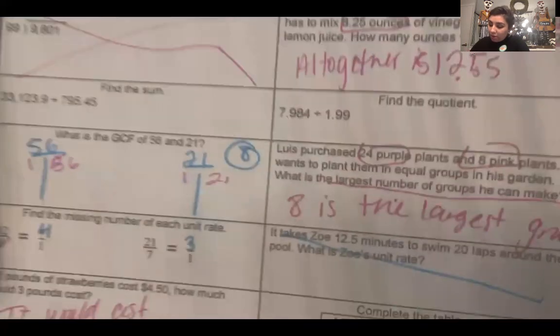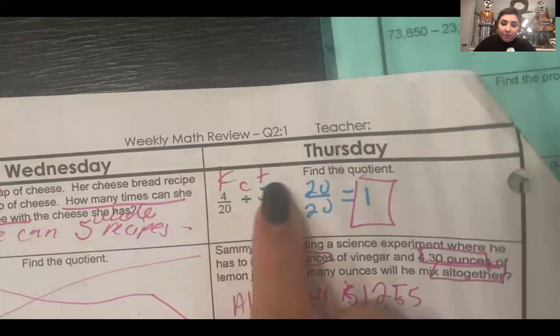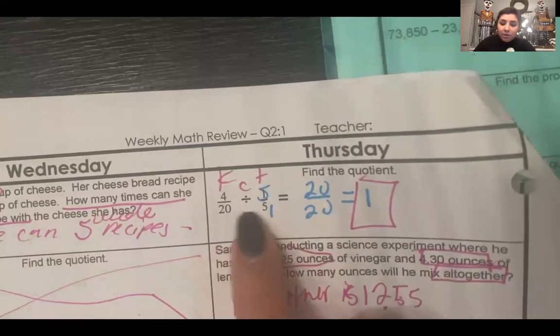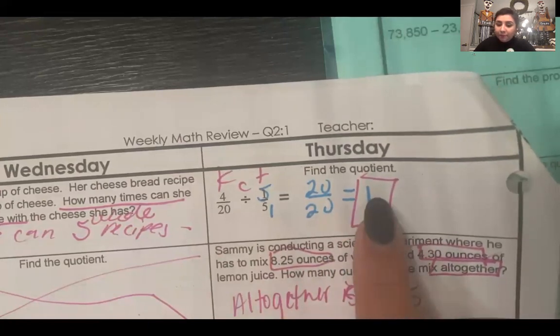It is setting up a fraction, a division fraction. Keep, flip, change. So 4 times 5 is 20, 20 times 1 is 20, bringing my simplified answer to 1.